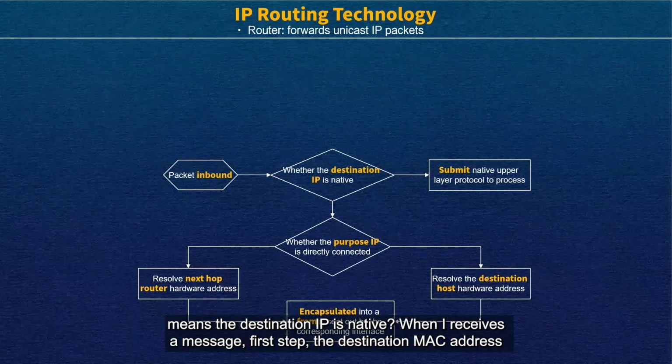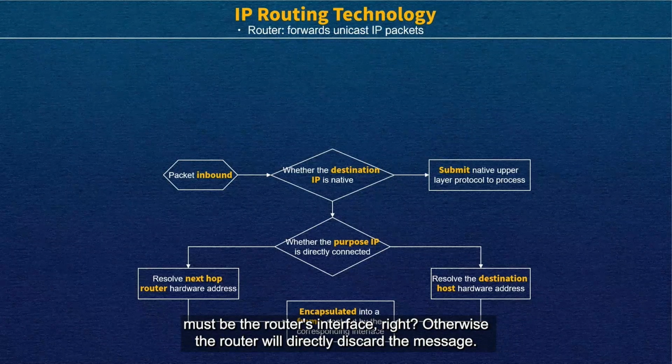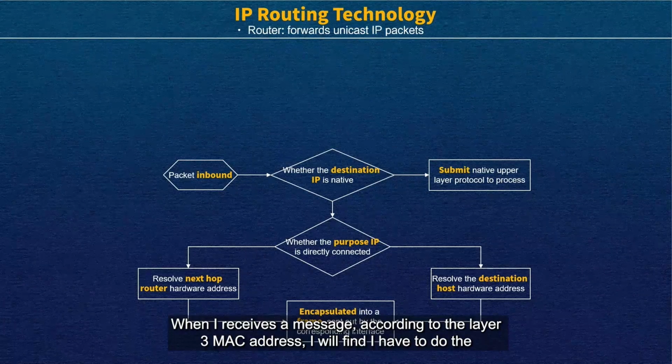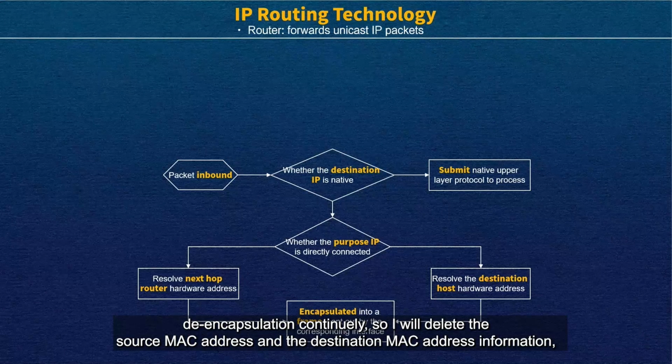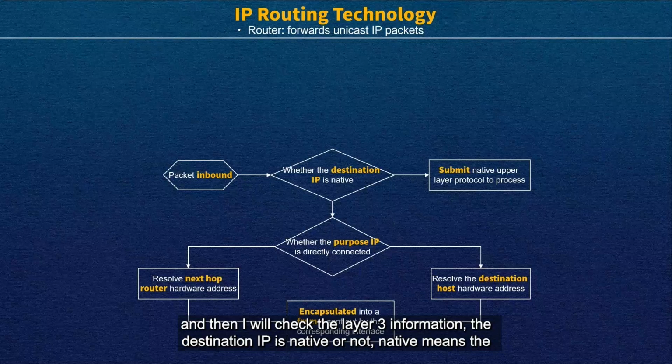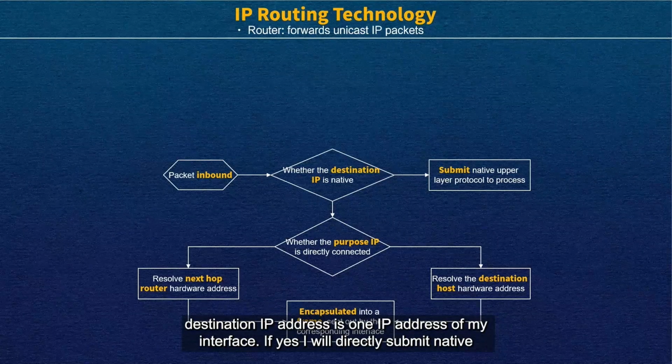When I receive the message, first, the destination MAC address must be one of the router's interfaces, right? Otherwise, the router will directly discard the message. Then I will do the de-encapsulation: I delete the source MAC and destination MAC information, and then I check the layer 3 information. Is the destination IP native or not? Native means the destination IP address is one of the IP addresses of my interface.